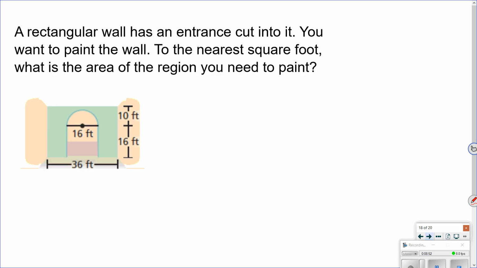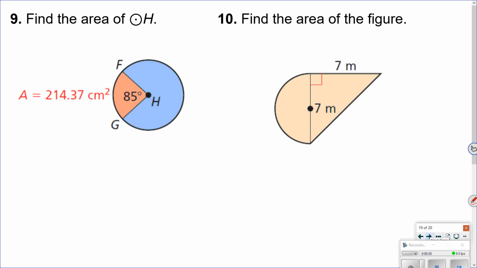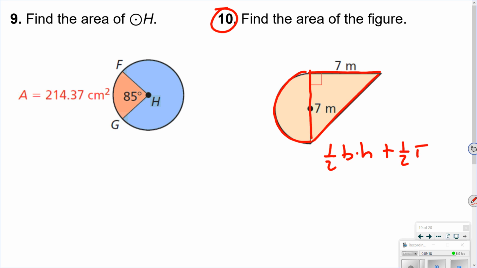The last example I want to do is this number 10 right here. So this is a composite shape, right? We have a triangle and a half circle there. So let's see if we can figure this out. So the triangle, to find the area of that, that's just 1/2 the base times the height. Plus the area of the semicircle, that'd be 1/2 times pi r squared. So those are the two formulas I'm going to use.